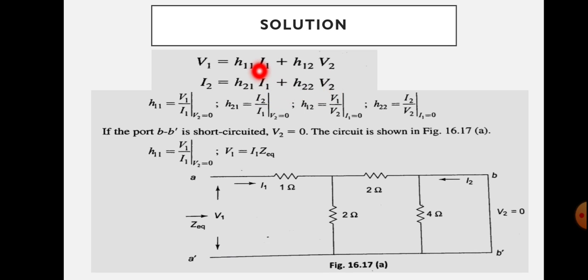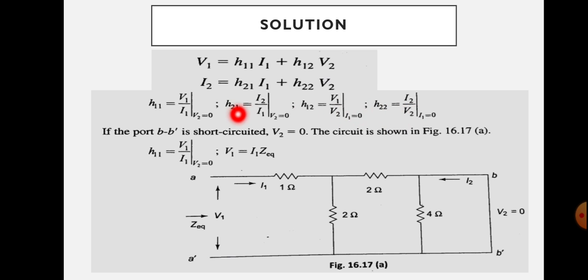Here, when you are putting V2 equal to 0, you will get H11 and H21. So H11 will have equation V1 by I1. H21 will have the equation I2 by I1. Similarly, when you are putting I1 equal to 0, you will get H12 and H22. So H12 equal to V1 by V2. H22 will be equal to I2 by V2. So these are the equations.